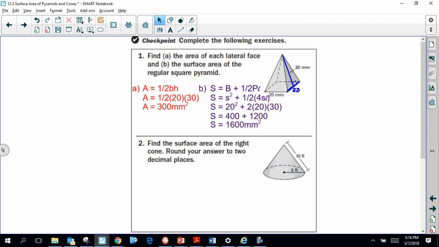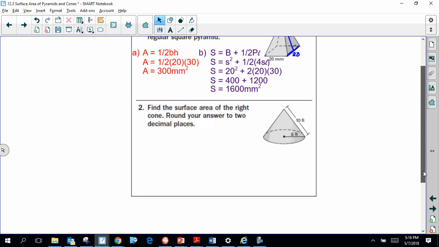So simplifying, 1 half of 4 is just 2. Substitute the 20 for the s and the 30 for the height, or the lateral height. And simplifying gives us the area of the base to be 400. The area of the lateral faces is 1200. So together it's 1600 millimeters squared.